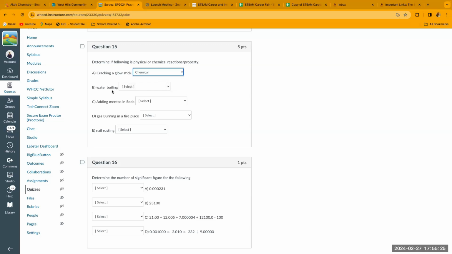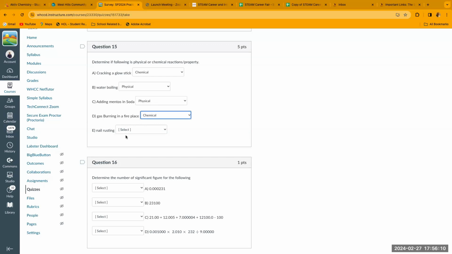What about boiling water? So water boiling, is that a chemical reaction or a physical reaction? Okay, physical. Adding Mentos in a soda. Chemical or physical? Physical. Gas burning in a fireplace. That's a chemical. That's right.